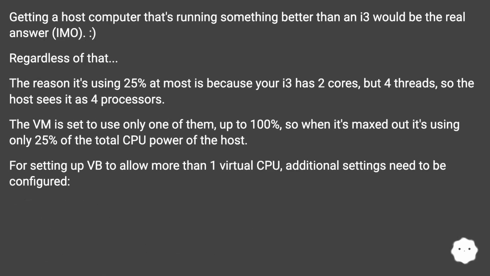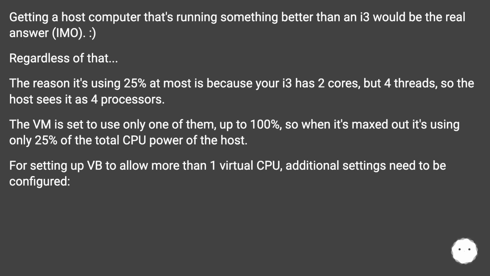Getting a host computer that's running something better than an i3 would be the real answer, IMO. Smiley face. Regardless of that, the reason it's using 25% at most is because your i3 has 2 cores, but 4 threads, so the host sees it as four processors. The VM is set to use only one of them, up to 100%, so when it's maxed out it's using only 25% of the total CPU power of the host.